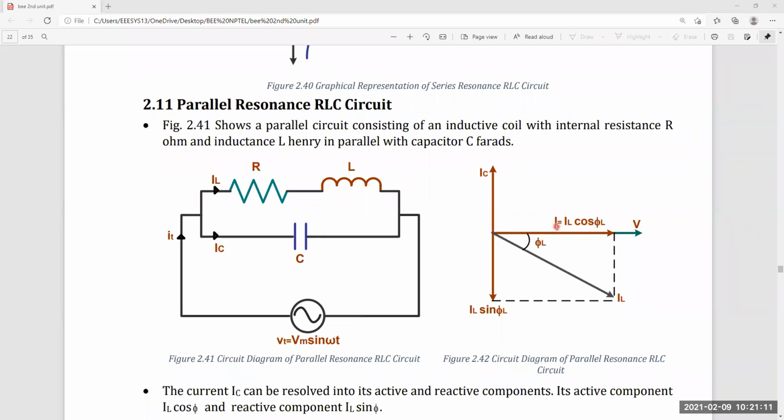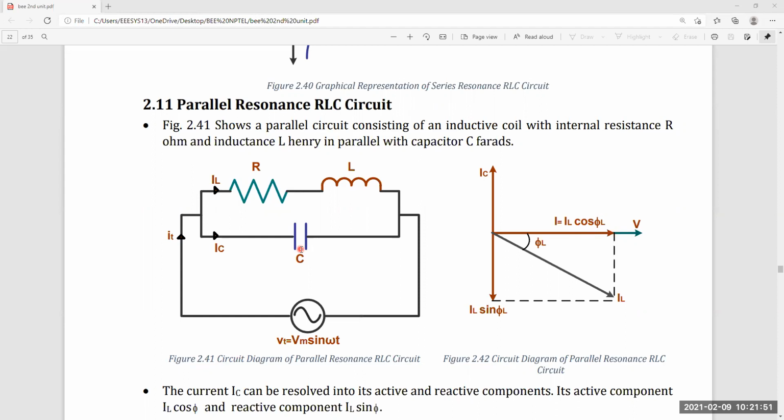Here current I is the current flowing through the resistor or inductor. Under resonance condition, the voltage and current are in phase. This current and this voltage are both in phase. That's why, once we take voltage as a reference, the current is also in phase with voltage. And then the current flowing through the capacitor leads the voltage by 90 degrees. You know well, across the capacitor, current leads the voltage by 90 degrees.